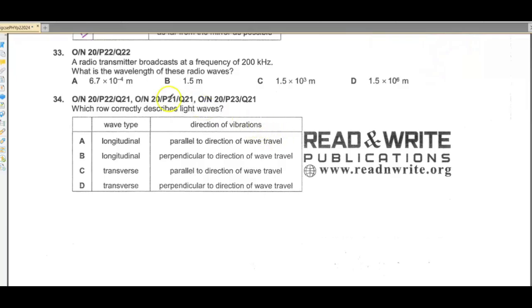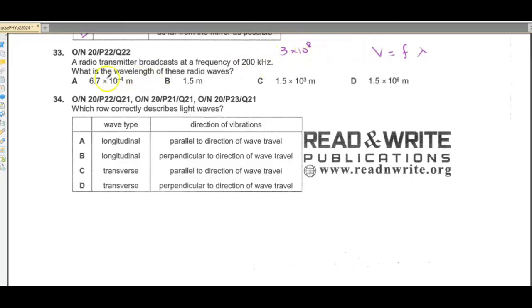Okay, moving on to question number 33. A radio transmitter broadcasts a frequency of 200 kilohertz. What is the wavelength of these radio waves? Okay, now if you need to find the wavelength, we have the formula v = fλ. Okay, so we have the frequency, and as we know that radio waves are from the electromagnetic spectrum, and all of those waves in that spectrum have a speed of 3 × 10^8.